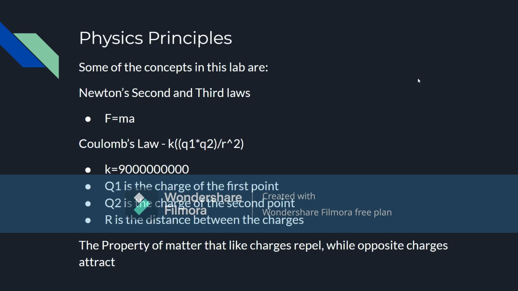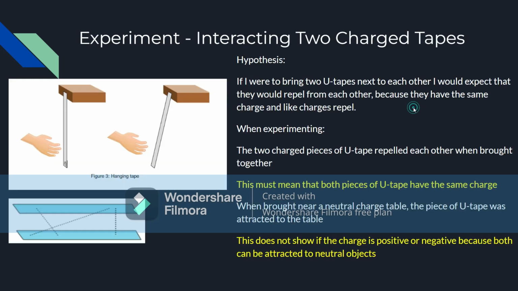Physics principles. Some of the concepts in this lab are Newton's second and third laws, with the second law being force equals mass times acceleration, and Coulomb's law. In Coulomb's law, K is 9 billion, Q1 is the charge of the first point, Q2 is the charge of the second point, and R is the distance between the two charges. There will also be the property of matter that like charges repel while opposite charges attract.